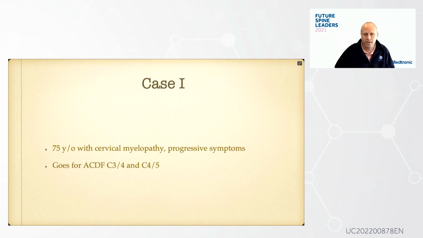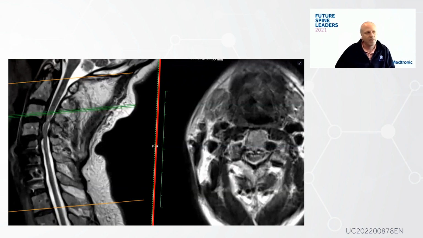So the first case: this is a 75-year-old male with cervical myelopathy and progressive symptoms. He had prior surgery, which went well, an ACDF at C5-6 and C6-7. I was consulted, unfortunately, in this case after the fact. This patient presents for surgery and comes in with the following imaging. This is a cervical MRI scan with an axial cut just above the C3-4 disc space. We can see that there is myelomalacia in the cervical spine. There is multi-level cervical stenosis, and there is a prior surgery below.